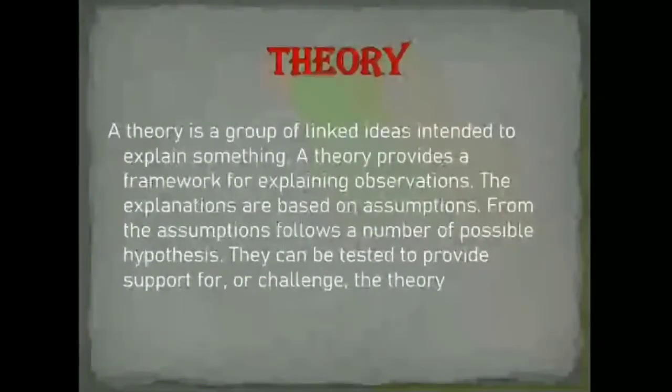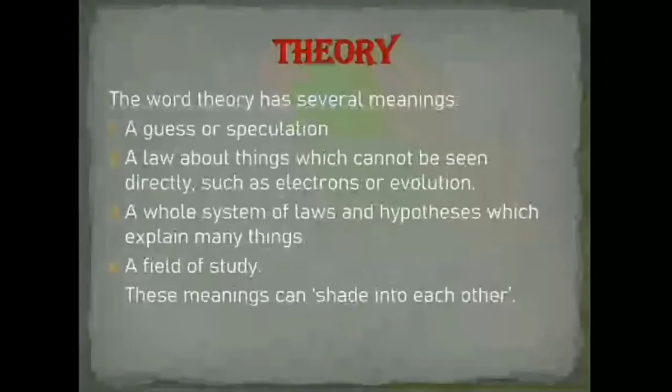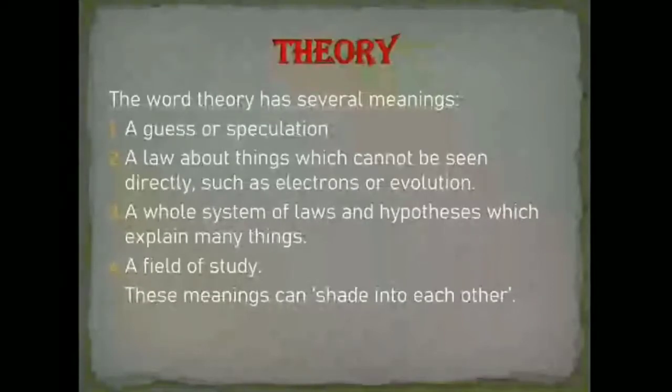The word theory has several meanings. Number one, a guess or speculation. Number two, a law about things which cannot be seen directly, such as electrons or evolution. Number three, a whole system of laws and hypotheses which explain many things. Number four, a field of study. These meanings can shade into each other.